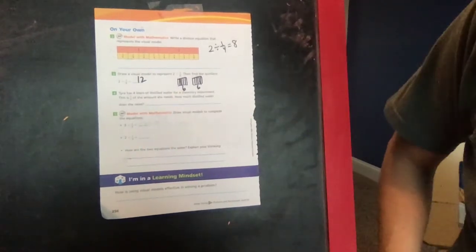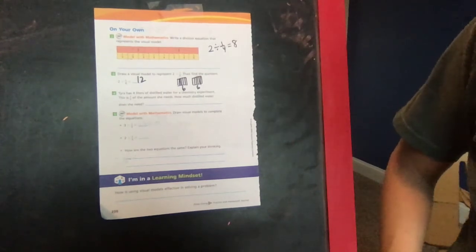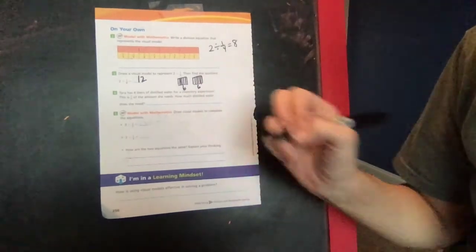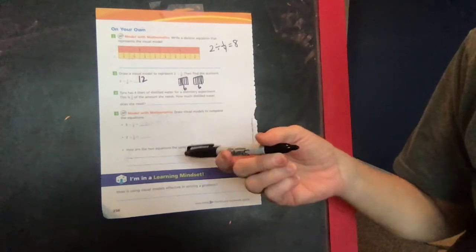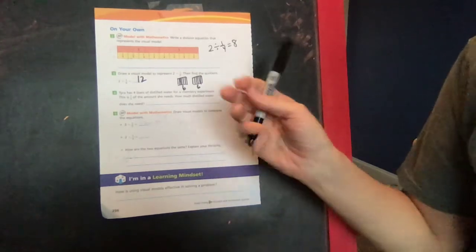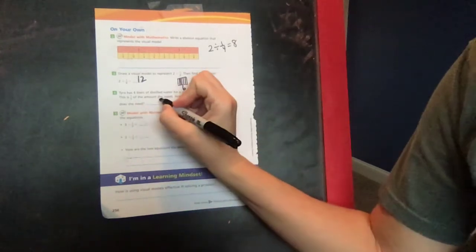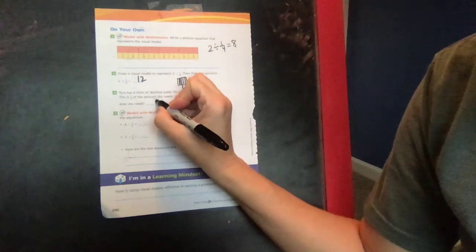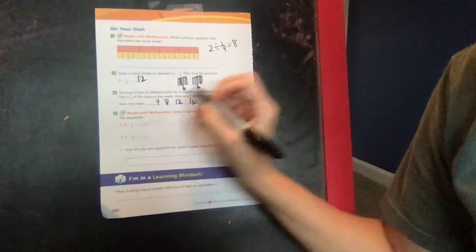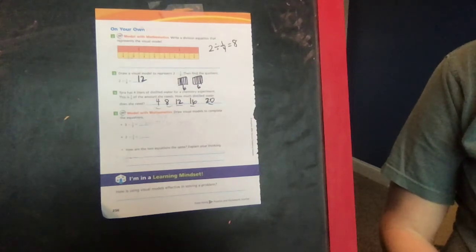Tyra has 4 liters of water for a chemistry experiment. This is 1/5 of the amount that she needs. How much distilled water does she need? So she needs more. It says she has 4, and this is 1/5. So 4 is 1/5 of it, and I'm going to need more than that. So 4 is 1/5, and I'm going to need 4, 8, 12, 16, 20. That's my 1, 2, 3, 4, 5. It's going to be my 5 groups that I'm going to need for that.